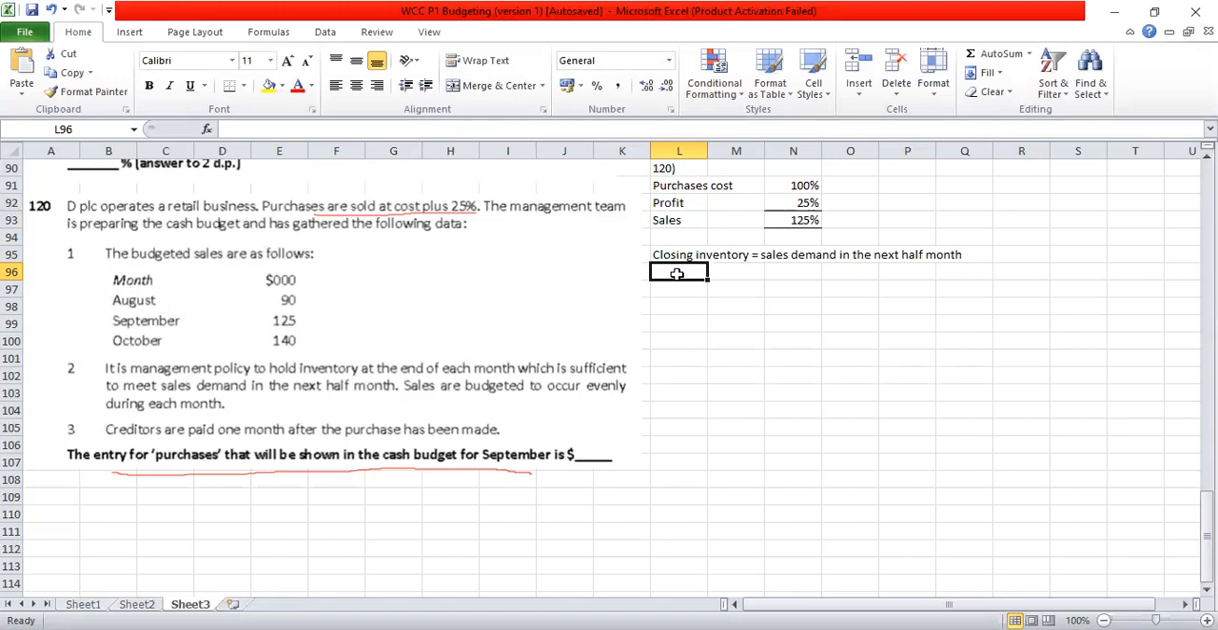What will be the opening inventory if that is the case? The previous month's closing inventory is the current month's opening inventory. The previous month's closing inventory is the current month's half sales, the sales demand in the current half month.